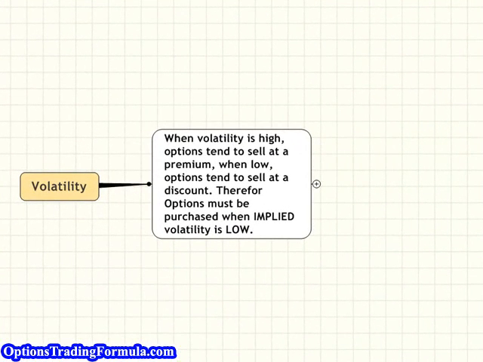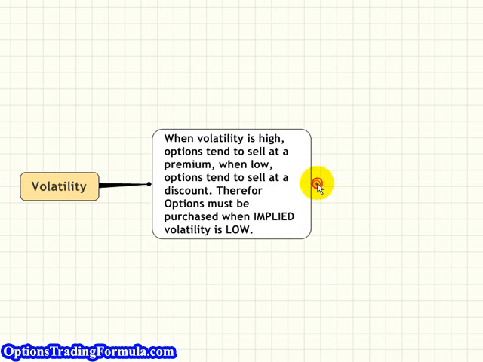Now, the important thing to know about volatility is that when volatility is high, options tend to sell at a premium, and when low, options tend to sell at a discount. Therefore, options must be purchased when implied volatility is low. Now, this is very important because otherwise we are going to be purchasing options when they're expensive and selling when they're cheap, and that's not a very good deal.